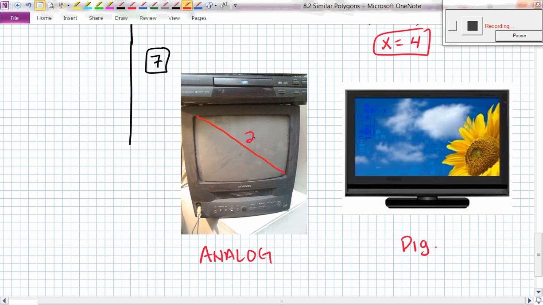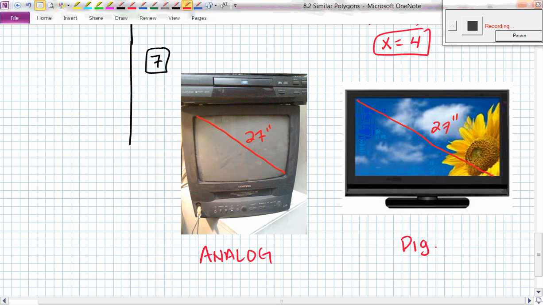So if I told you that was 27 inches, and I compared that to this diagonal that was 27 inches, would you say that those are similar TVs? Yes or no? Yes? Why do you say they're similar? Are the screens the same size? No, they're not the same size, right?